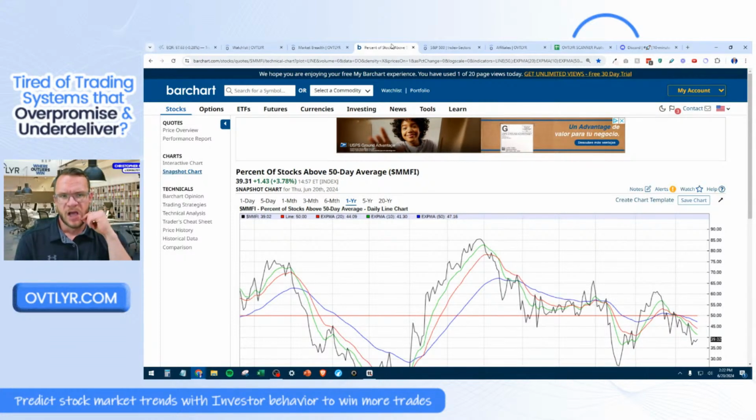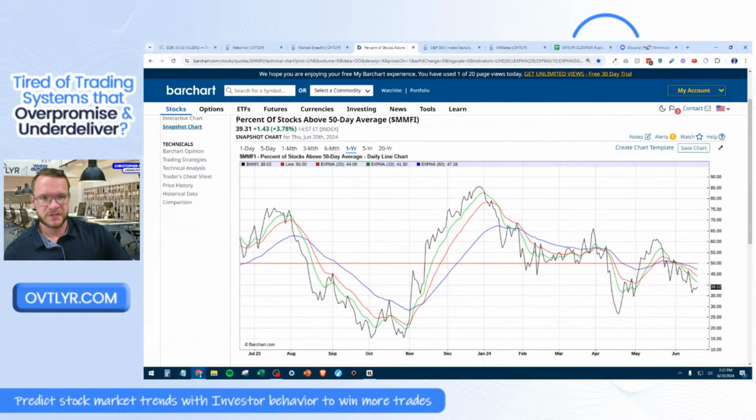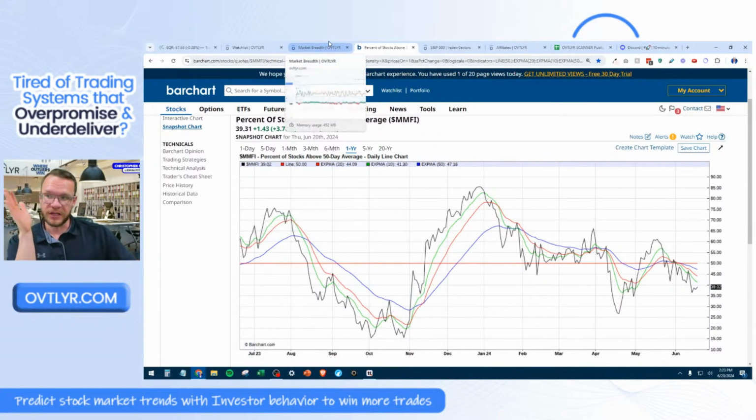And those of you who have been following me for a while know that I traded off the MMFI. This is the percent of stocks above their own 50-day moving average in the S&P 500. And I used this for a long time. While I was doing some backtesting, I was not finding a really strong correlation between the MMFI value being positive or whatever the case is and the outlier results that I was getting. So I kind of abandoned it for a little bit, but it's always been on the back of my mind.